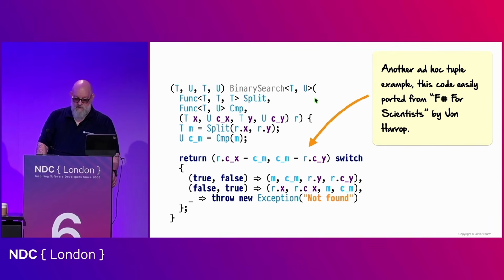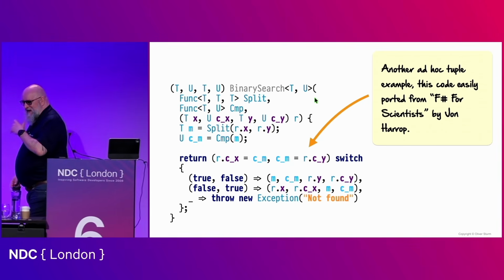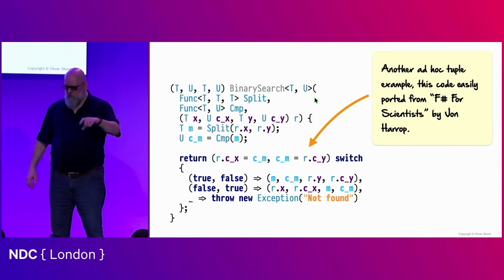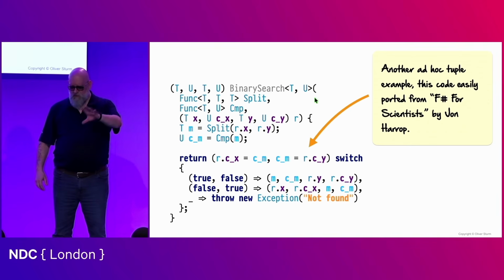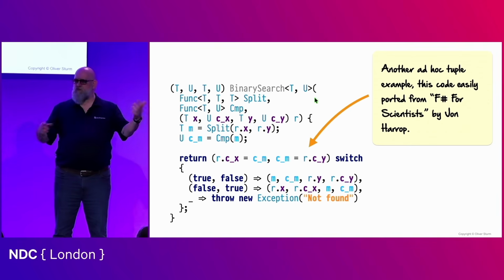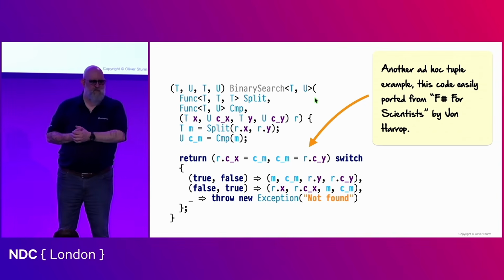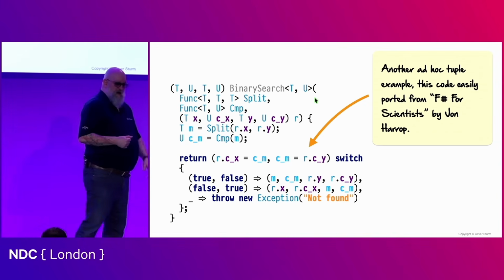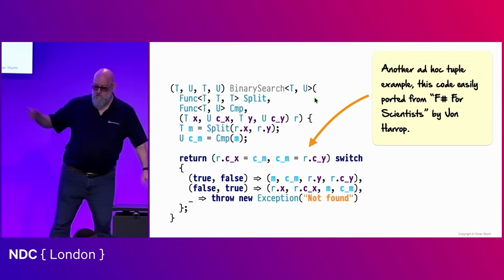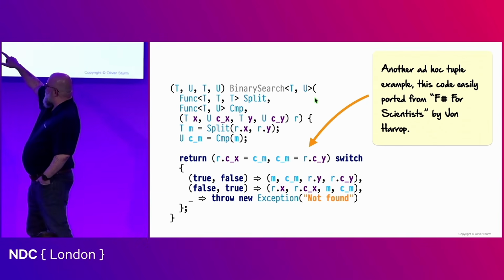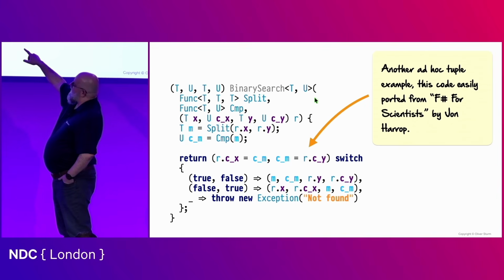Oh, here's one actually interesting. I forgot I added this slide. Well, that's good. Another ad hoc tuple example. So I used this book, F# for Scientists by John Harrop. He's got a number of F# based algorithms in there that I kind of had fun porting for a while for various purposes. And he has this matching pattern like we see down there. So we basically match two values at the same time, right?